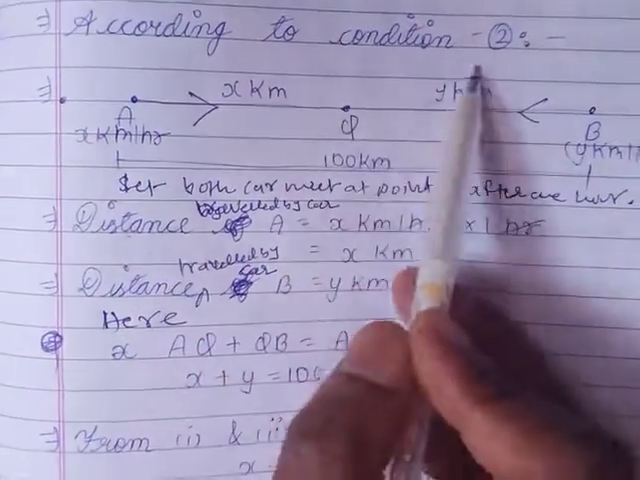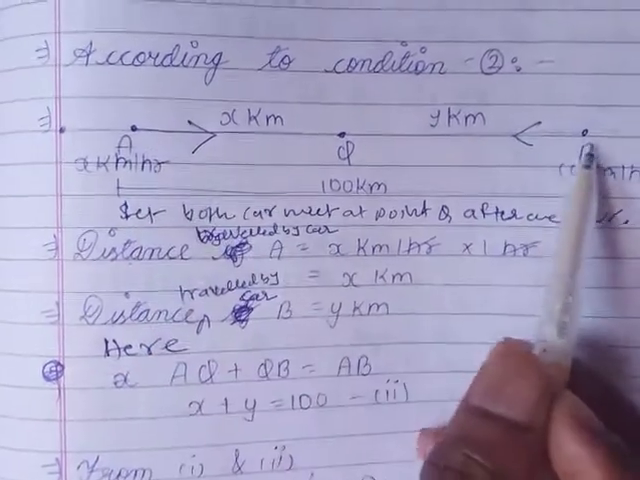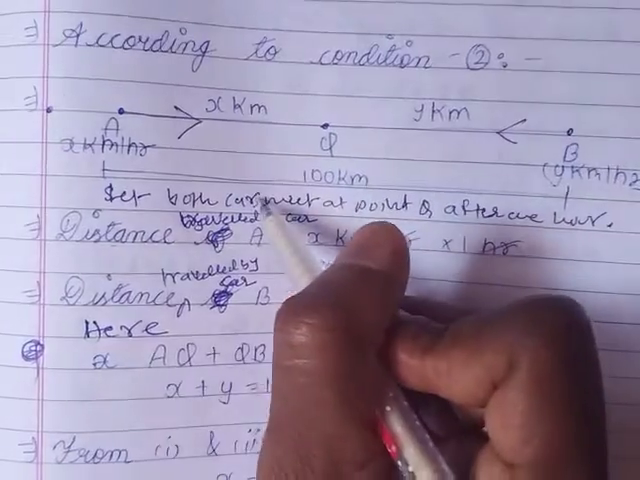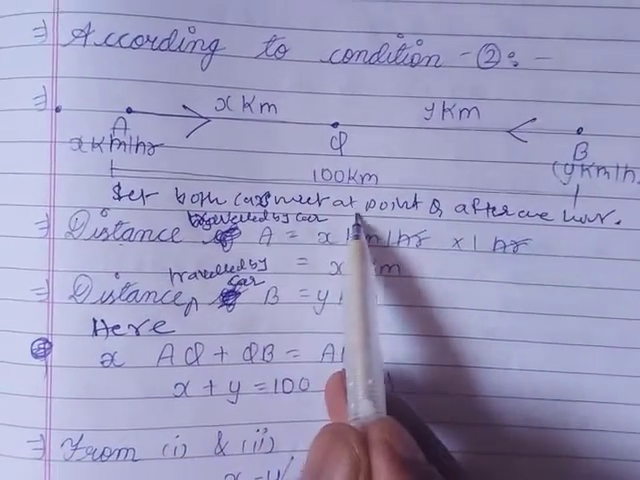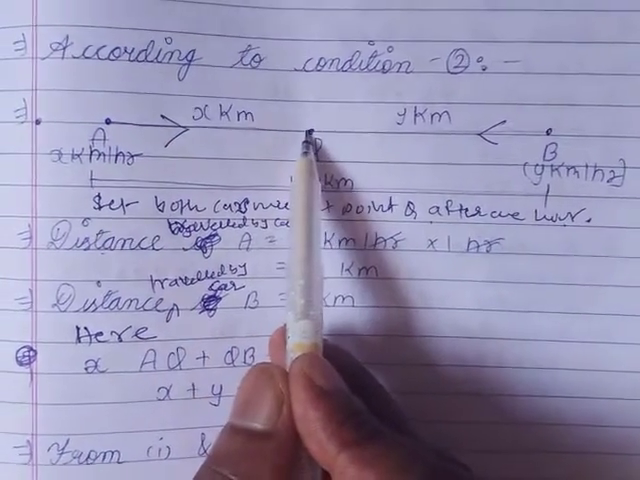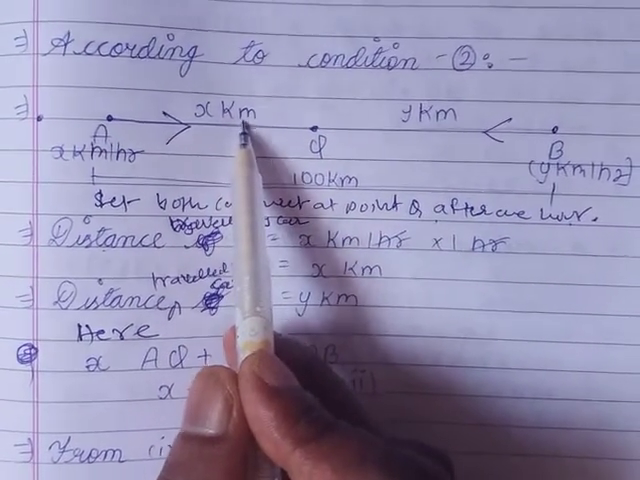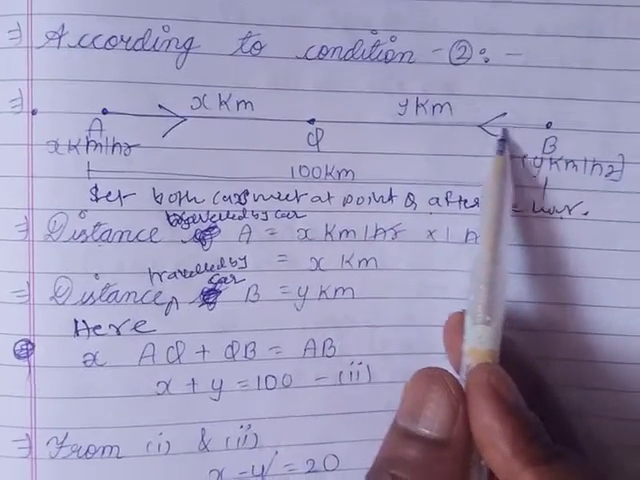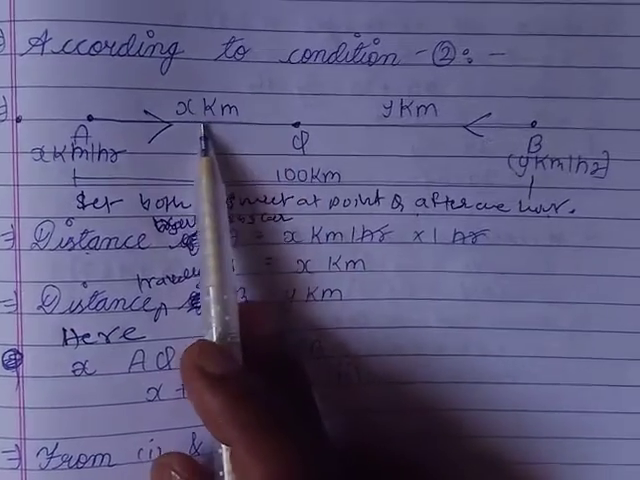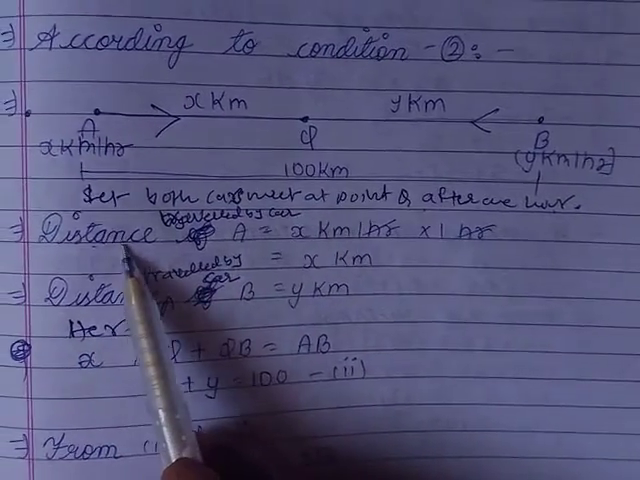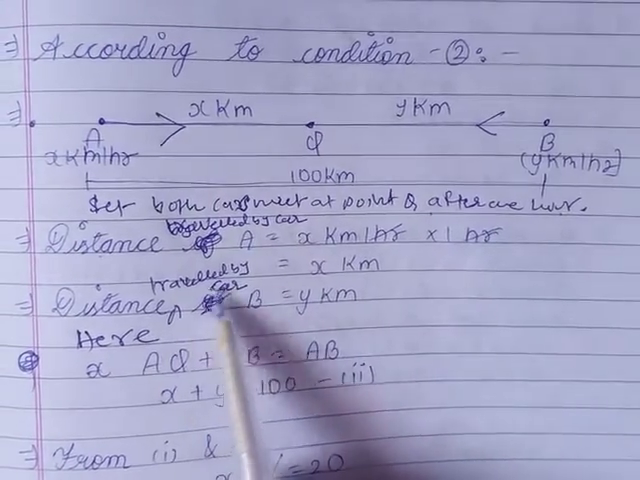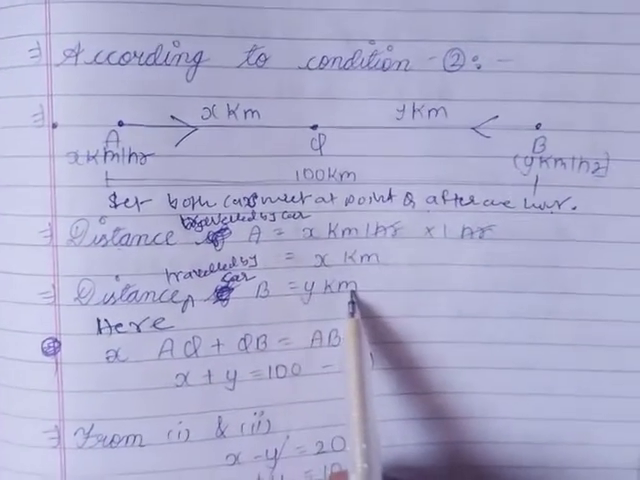Now, according to the second condition, this is point A and this is point B. Let both cars meet at point Q after 1 hour. The car A moved from here at a speed of x kilometers per hour and car B is moving at a speed of y kilometers per hour. So after 1 hour, the distance traveled by car A will be x kilometers and by car B will be y kilometers.